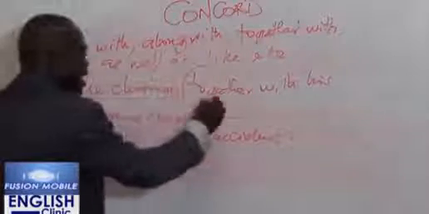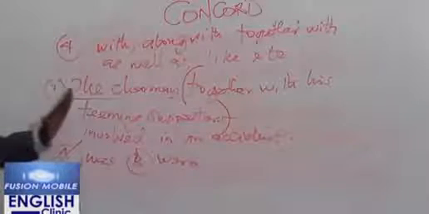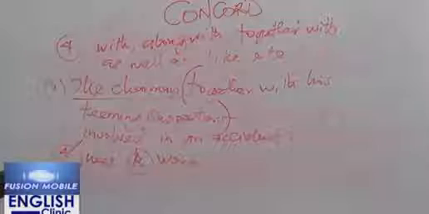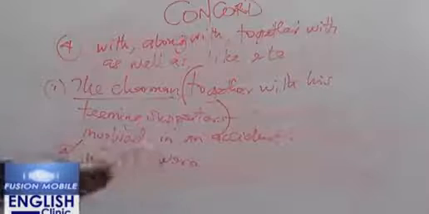Now, you identify the phrase. The phrase is "together with." So, take that phrase away from the expression. The sentence will now read, "The chairman dash involved in an accident." Can I say the chairman was involved in an accident? Or can I say the chairman were involved in an accident?